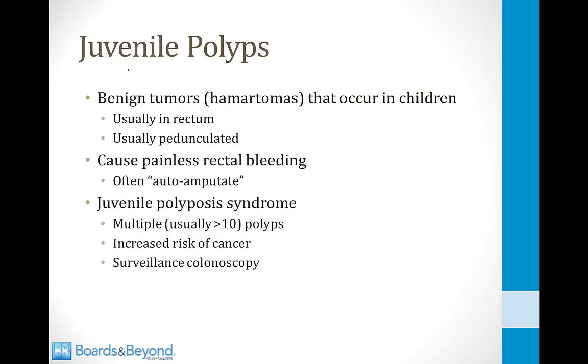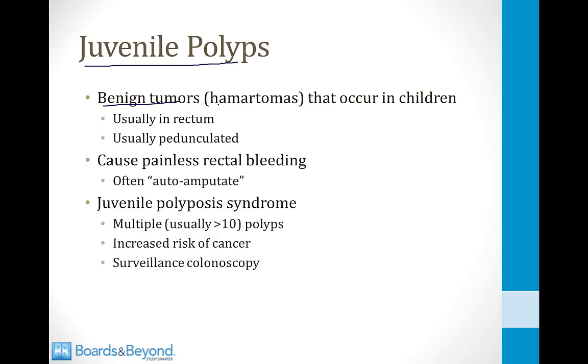Now we've talked about hyperplastic polyps, which are the most common type of colon polyp, and we've also talked about adenomatous polyps, which are the worrisome type of colon polyp because they can develop into colon cancer. Now I'm going to talk about some other less common types of colon polyps, and I'll start by discussing juvenile polyps, which get their name because they occur in children.